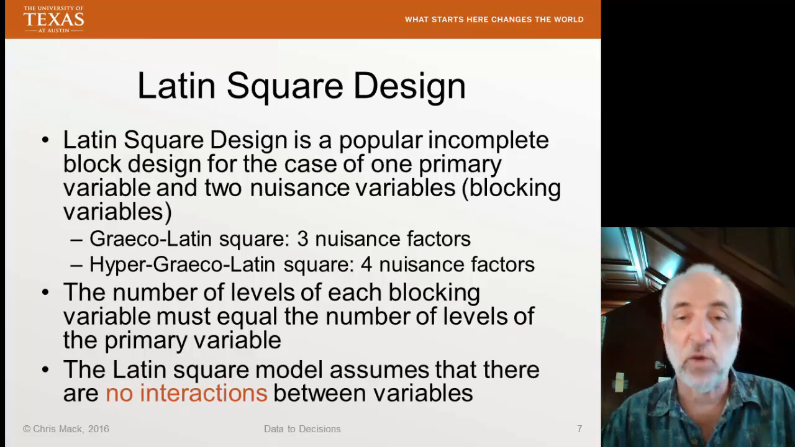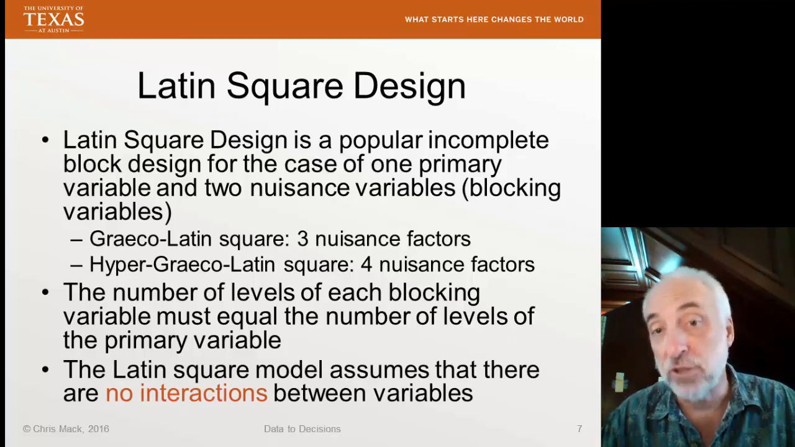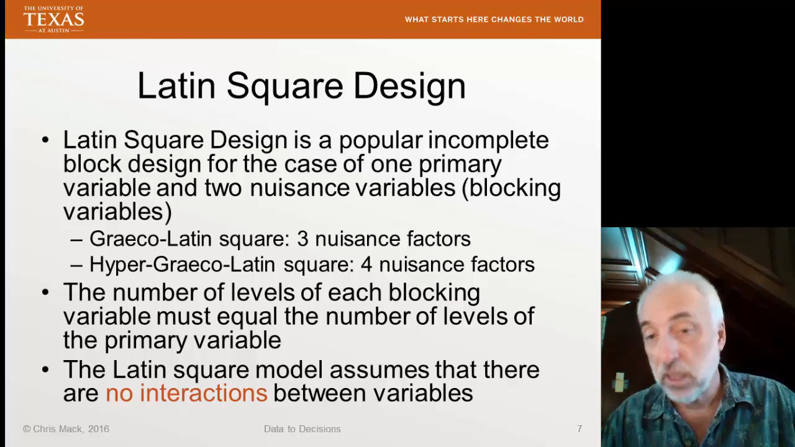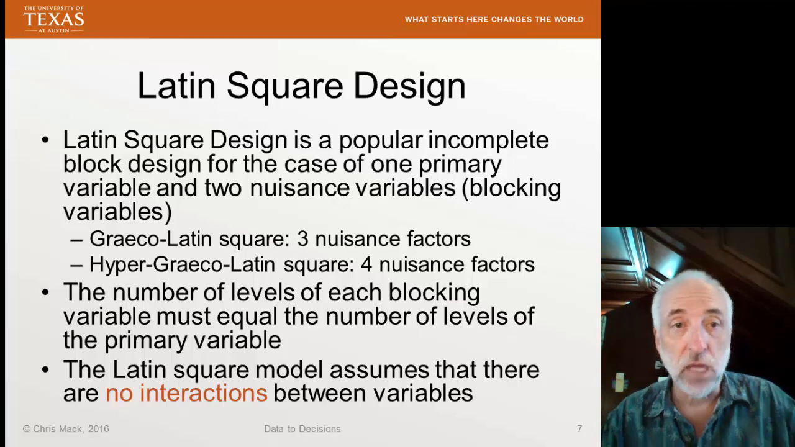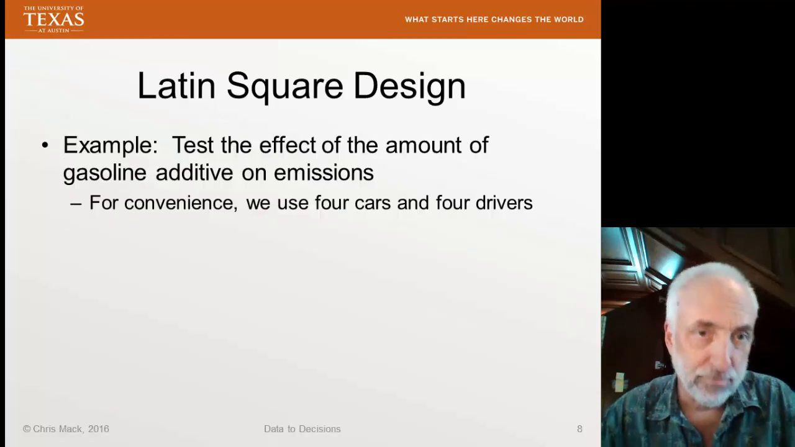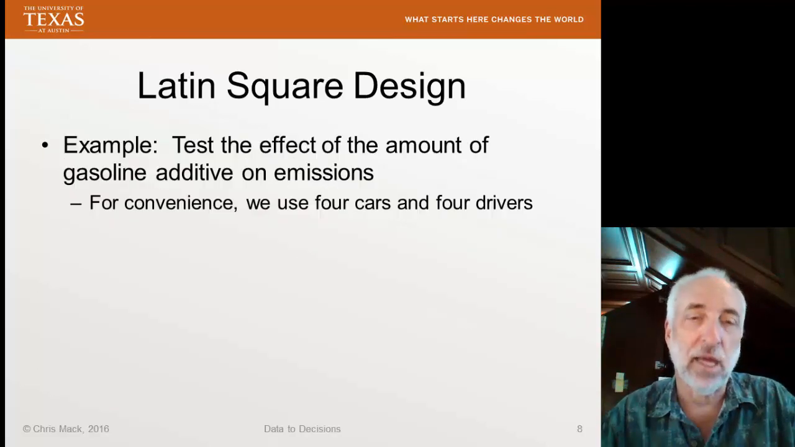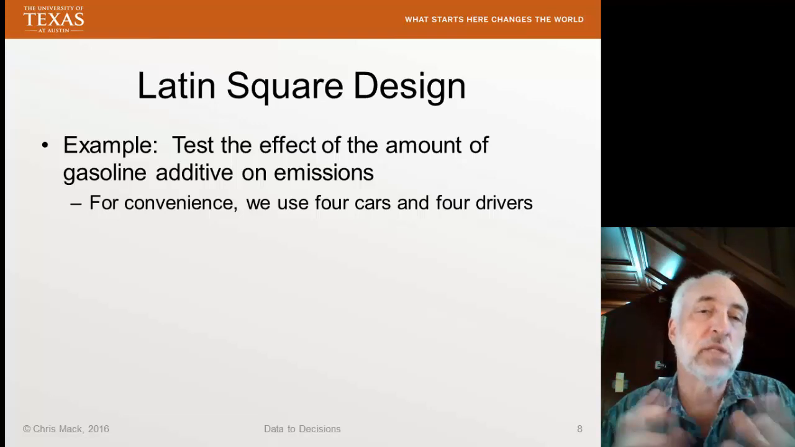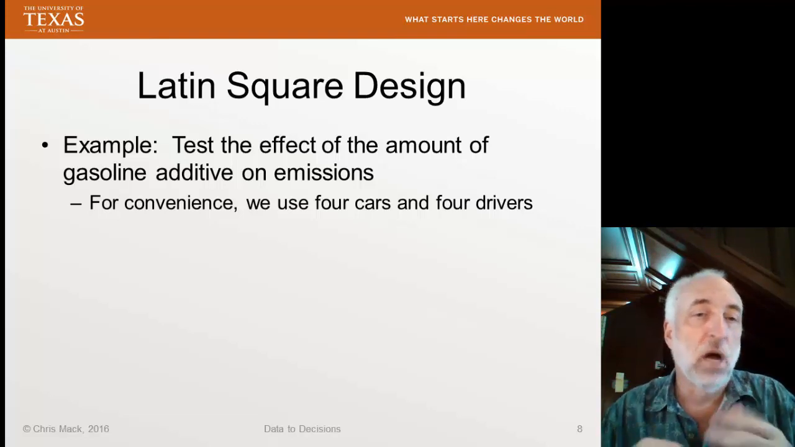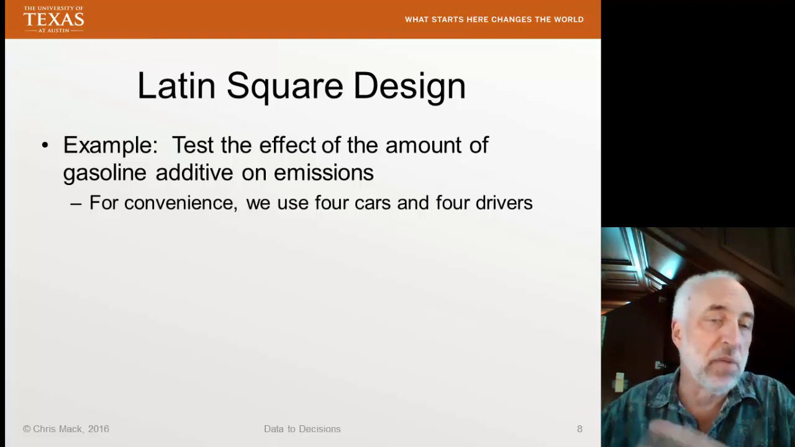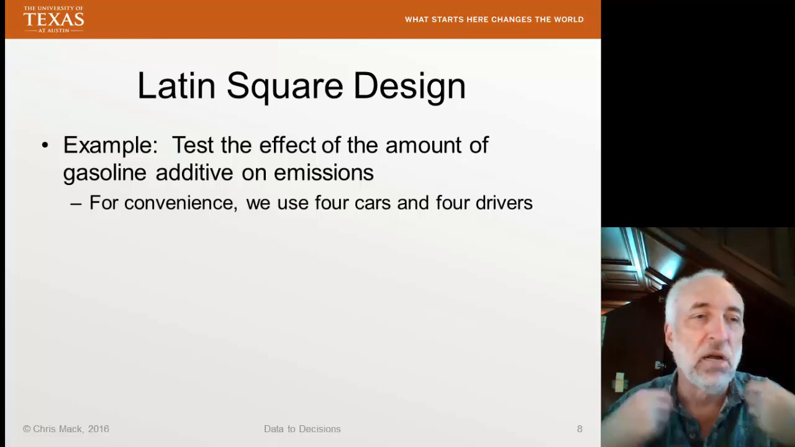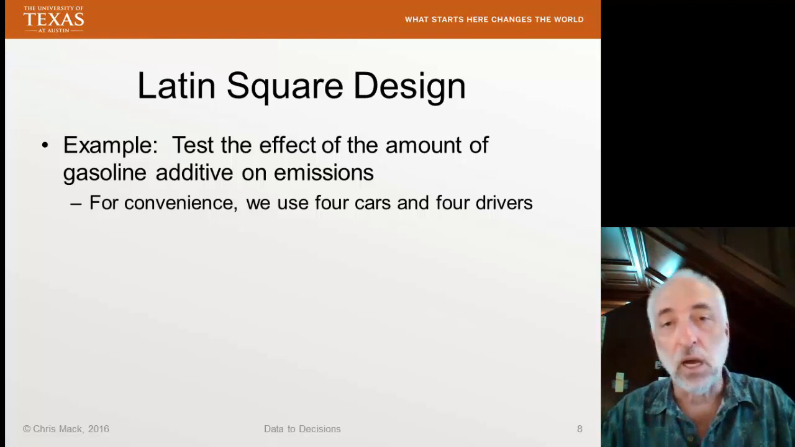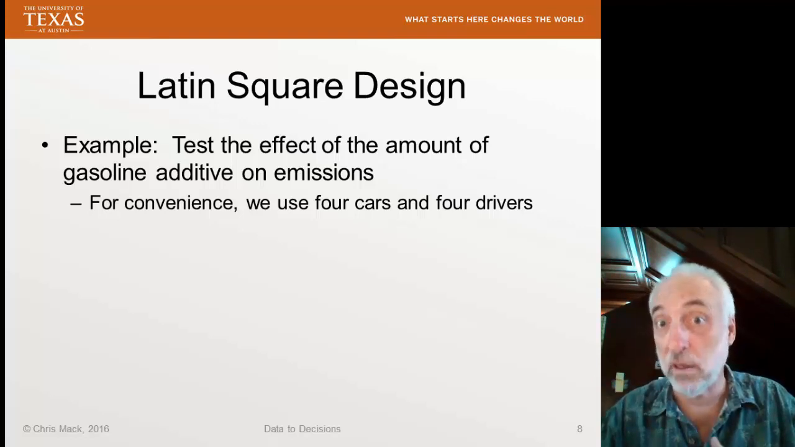Also, another restriction, the Latin square model assumes that there are no interactions between the variables, in particular between the nuisance variables. So let me give you an example, and this will make it, I think, a lot clearer. Suppose I wanted to test the effect of a gasoline additive on the amount of emissions. To do that, I have to put the additive in a car and drive it around. Maybe I have to drive it around for a while, for days.